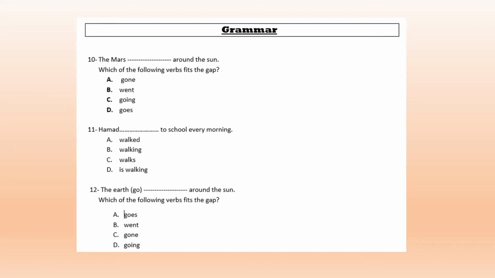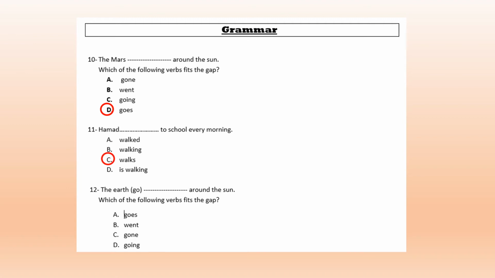Okay, the next group of questions is about grammar. Mars around the sun. Gone around the sun, went around the sun, going around the sun, or goes around the sun. Mars is one of the planets, so it's one word, so the correct answer is goes. Number 11, Hamad to school every morning. Every morning, it's a repeated action. So walked, walking, walks, or is walking. Of course, the correct answer is C, walks.